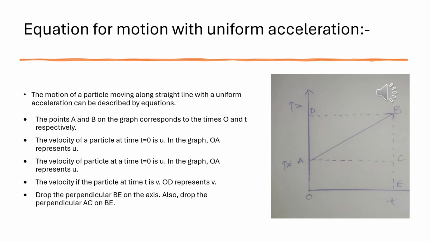The velocity of the particle at time t is v. OD represents v. Drop the perpendicular BD on the axis. Also, drop the perpendicular AC on BD.